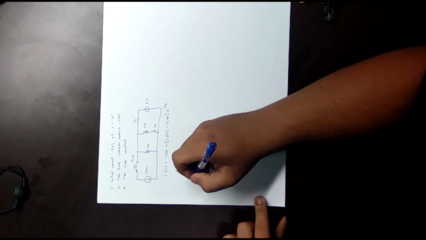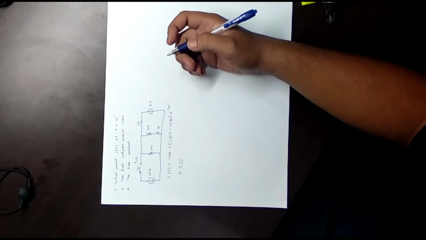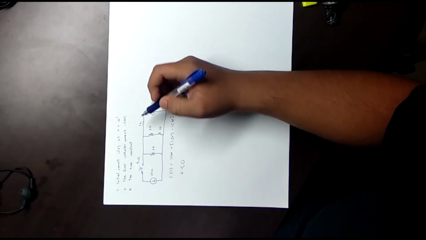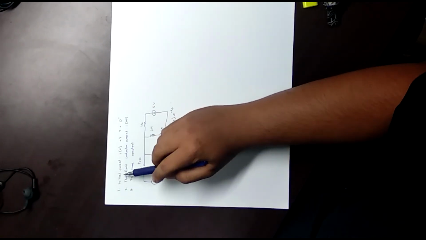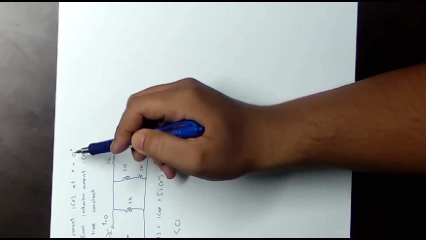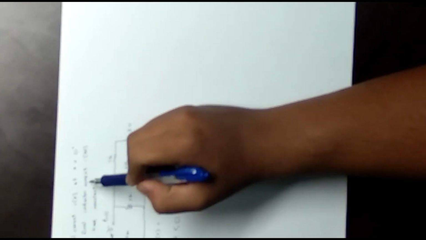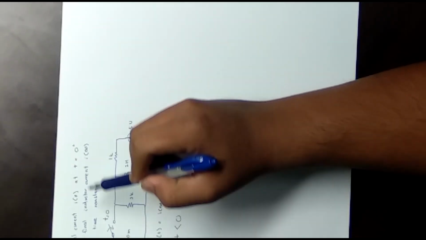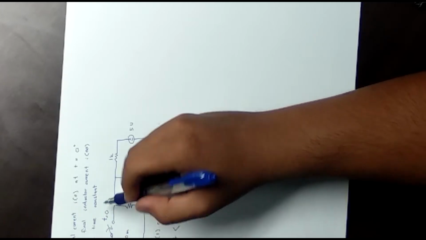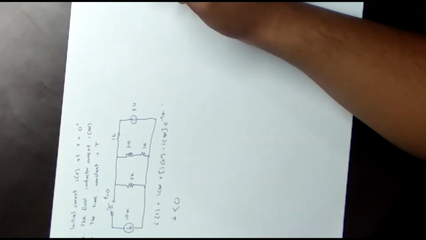Today we will learn about the RL circuit. First of all, to analyze the RL circuit, we must find firstly the initial current at t equal to 0, then the final inductor current, I infinity, and lastly the time constant, like this.